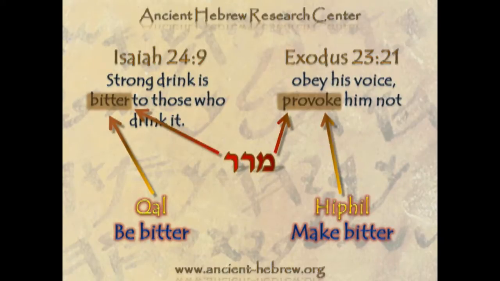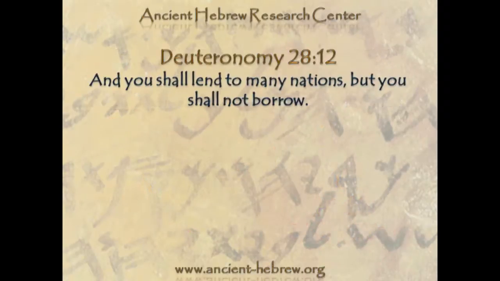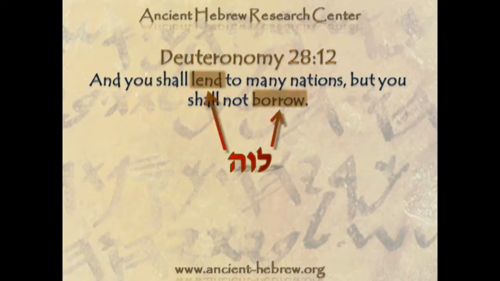But the translators chose to remove this literalness of the verb and replace it with a more abstract verb in English, provoke. In Deuteronomy 28 verse 12 we read, "and you shall lend to many nations, but you shall not borrow." Interestingly, we have two different verbs in English, lend and borrow, still the same verb in Hebrew, lava. And lava means to bind.